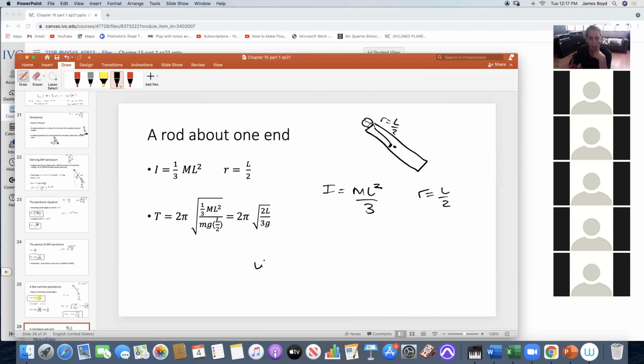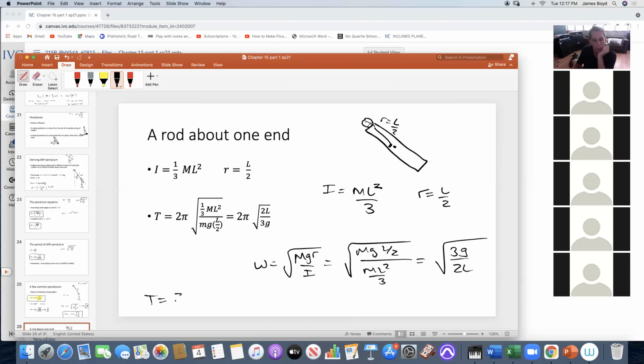So plugging that in, omega is mgr over I, which is mg(L/2) over ML squared over 3. The M's cancel, the 3 goes up, the 2 comes down, and you end up with 3g over 2L. But remember that omega is flipped for the period, so this becomes 2L over 3g.